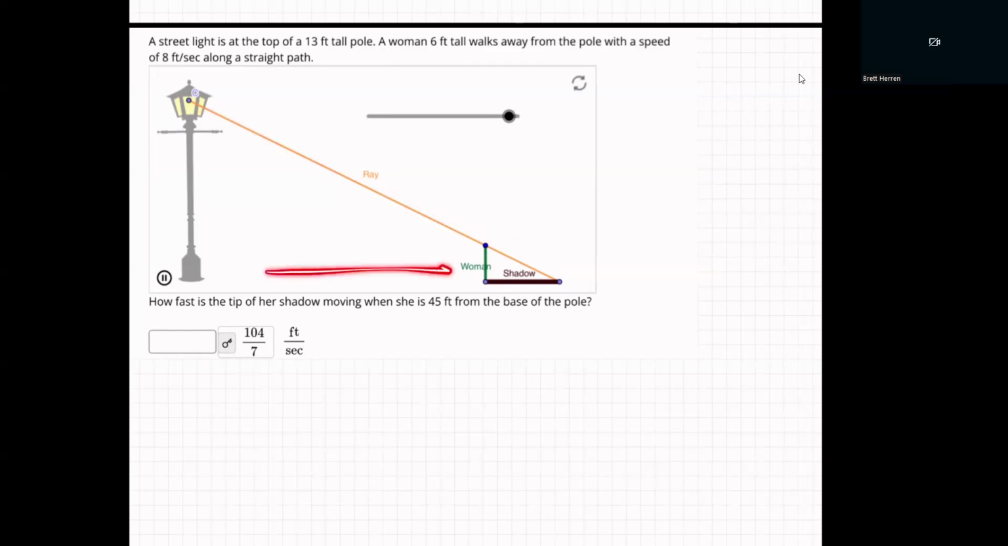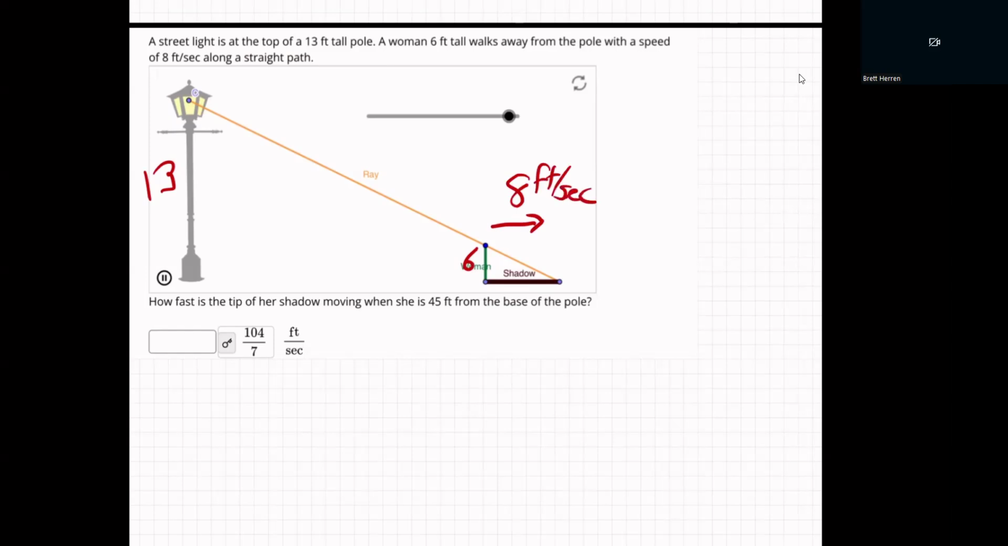So this woman is traveling this way, as you can see, and as she does, her shadow gets longer and longer. You can see it in the action motion. So a street light is at the top of a 13-foot tall pole. So let's put that over here. So this pole is 13 foot tall. The woman is 6 foot tall. She's a tall woman, and she walks away from the pole with a speed of 8 feet per second.